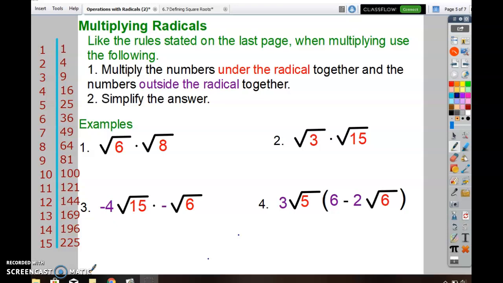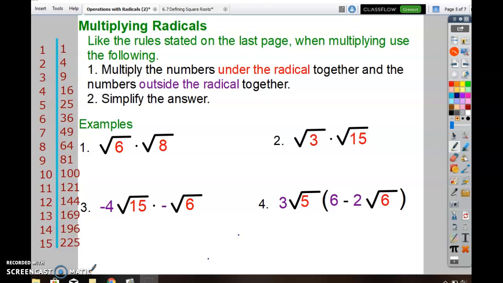Now, I didn't show you the rules on the last page, but the biggest thing you need to remember when we are multiplying radicals is that we multiply the numbers under the radical together and the numbers on the outside together. And then the last thing you always will do is simplify. You always want to multiply together first because it might cut down and it makes it a little easier.